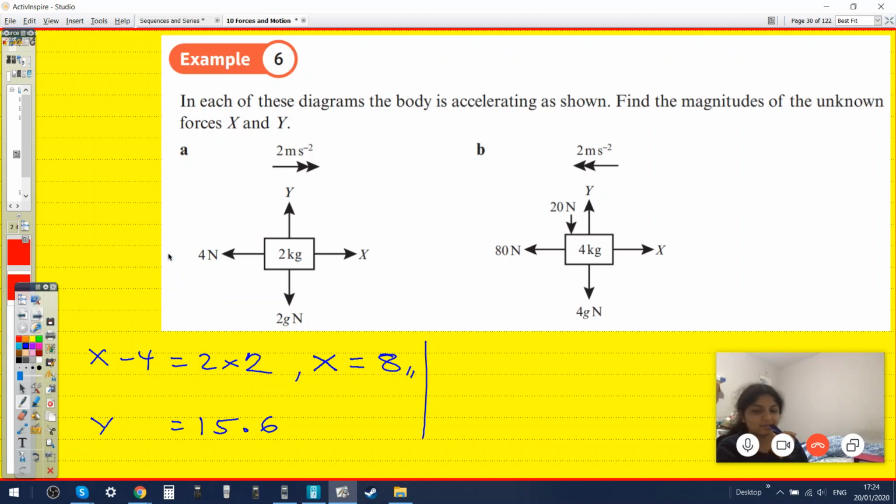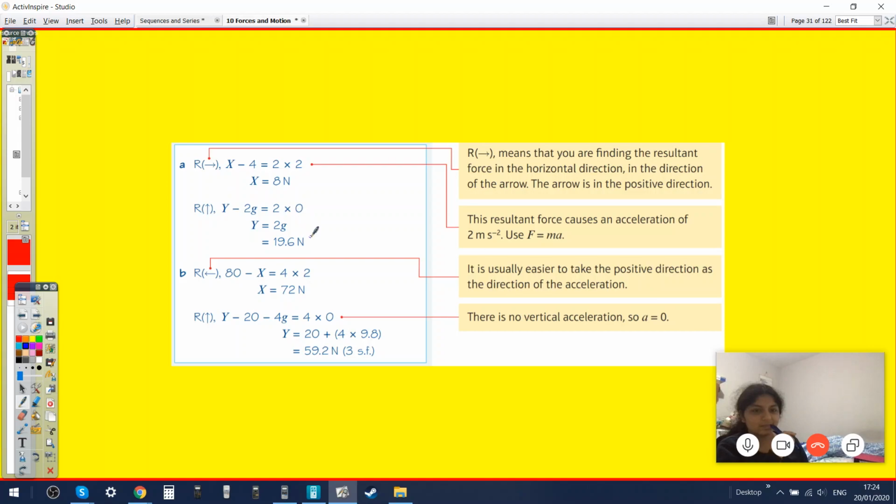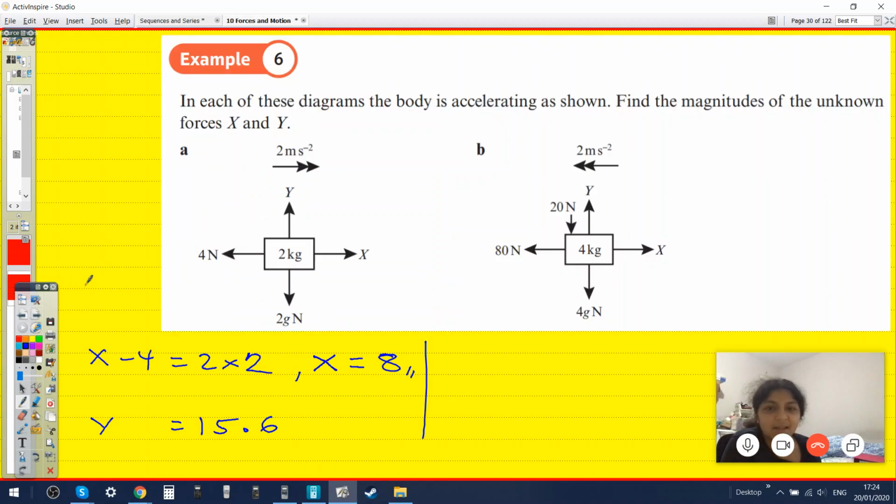And then this one here, 19.6. Oh, I forgot to do the resultant stuff. Like, which direction? I forgot to include the directions. That's why. Okay. Right. Redeem yourself, B. Okay.